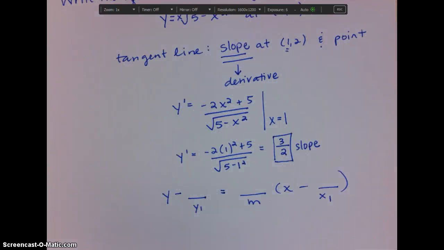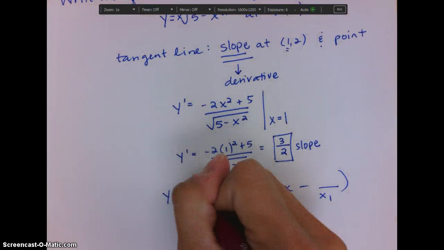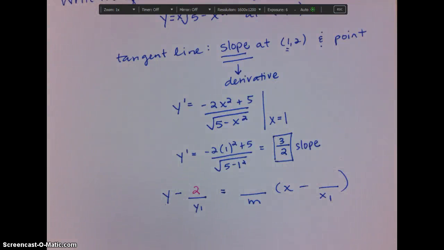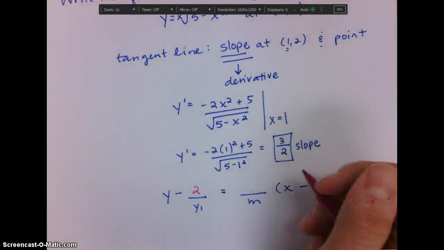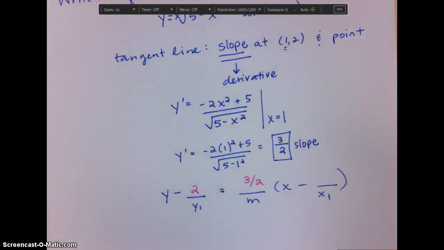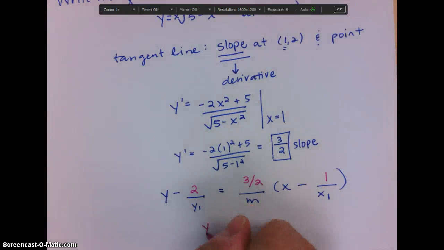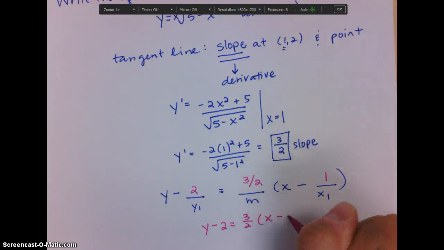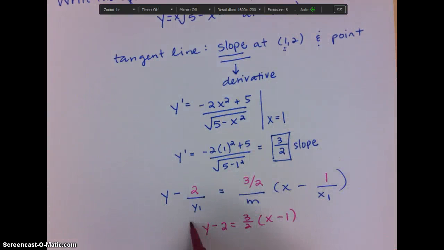Let's plug in all the pieces to that puzzle. So my y1 value is the y coordinate of my point, which was given, so that'll be 2. My slope was found through getting the derivative and plugging x equals 1 into that derivative. And my x1 is the x coordinate of my given point. So y minus 2 equals 3/2 times x minus 1. And that is a good answer.